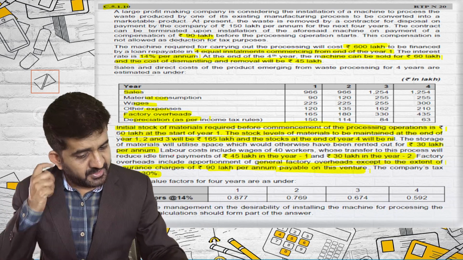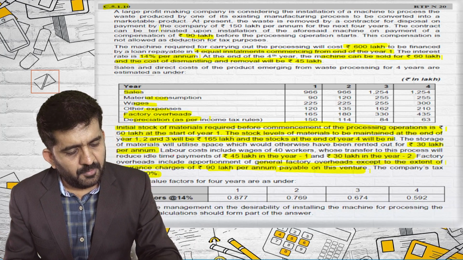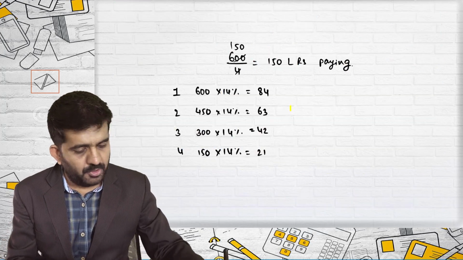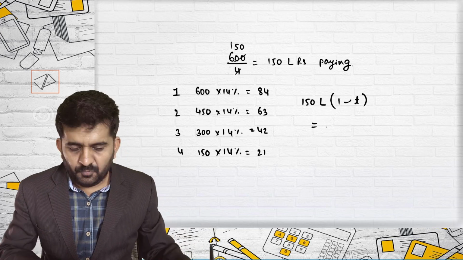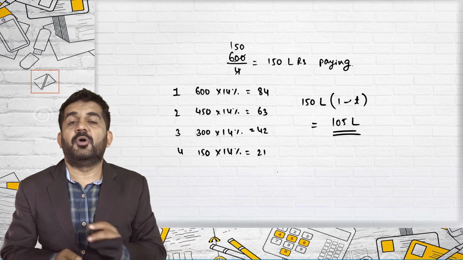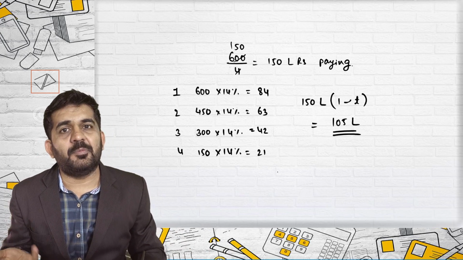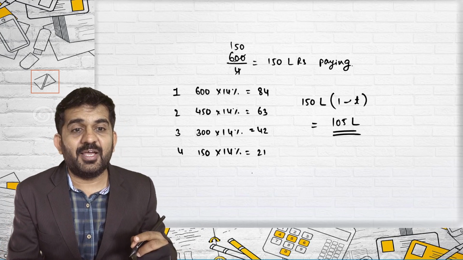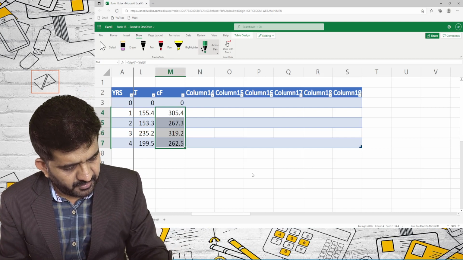The machine requires carrying out the processing. Let me start with the first paragraph. The waste is removed by the contractor for disposal on payment by the company of 150 lakhs per annum. Now it will be saved if you purchase this machinery. After tax, you will be saving 150 into 0.7, that is only 105 lakhs per annum. Why? When you are paying 150 lakhs, you are getting a tax benefit of 45. Now you will not be paying 150 lakhs, and you will not be getting the tax benefit of 45. So what you are actually saving is 105 lakhs every year. 105 lakhs savings after tax is cash inflow.